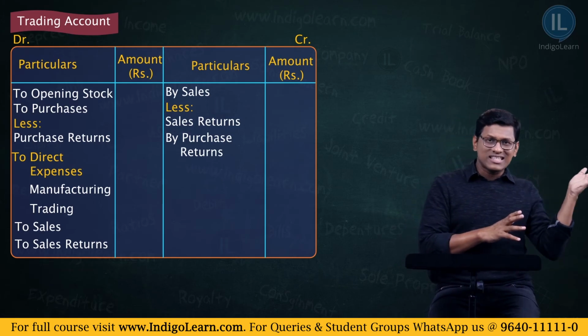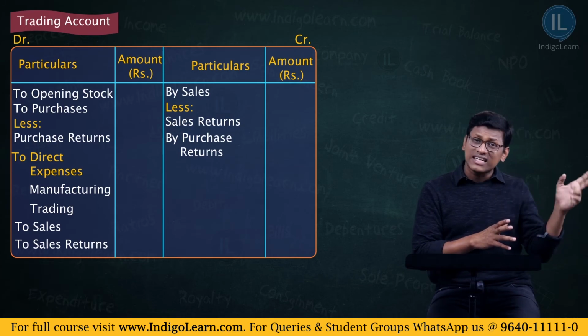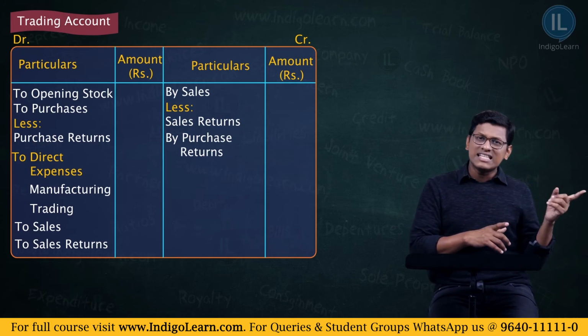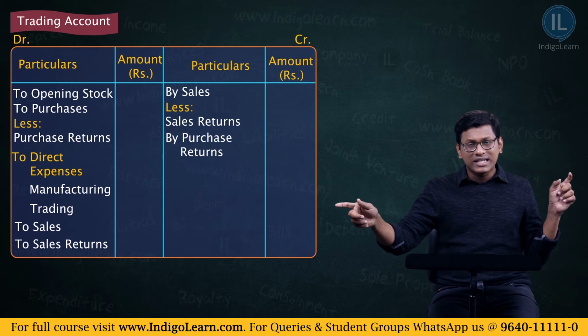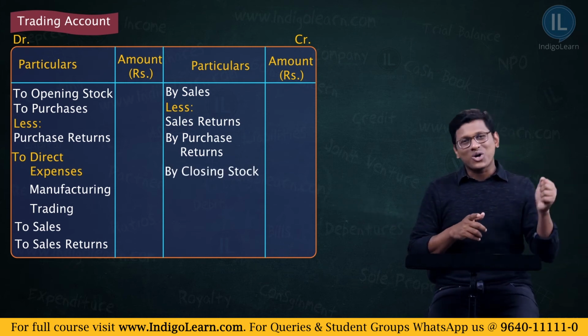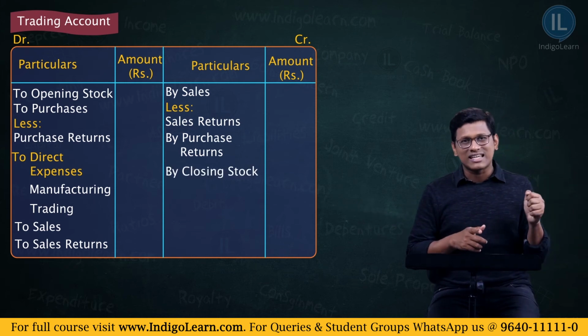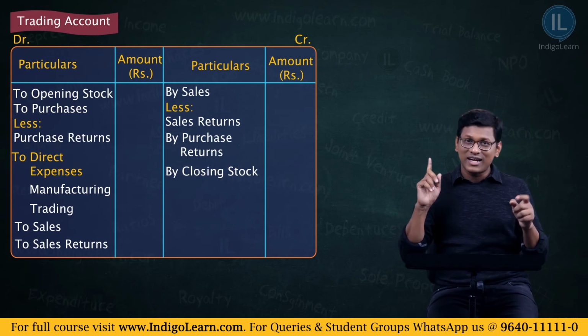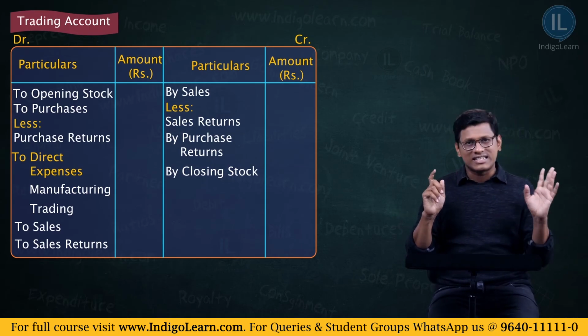Then, we discussed about sales. I told you cash sales, credit sales, both will be considered. Sales returns should be subtracted or debited. Then, closing stock also will appear on the credit side. Opening stock appeared on the debit side. Closing stock appears on the credit side. Okay.